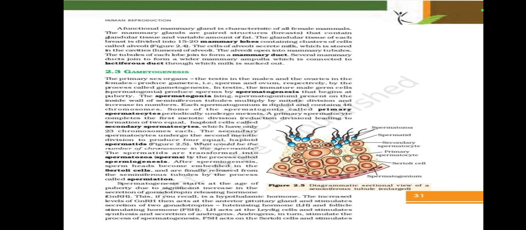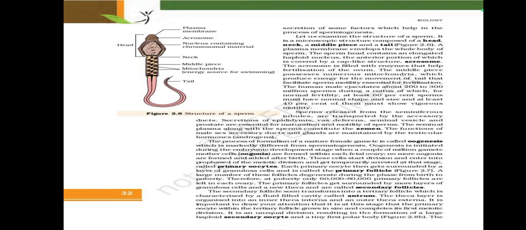The increased levels of GnRH then act at the anterior pituitary gland and stimulate secretion of two gonadotropins, luteinizing hormone, LH, and follicle stimulating hormone, FSH. LH acts at the Leydig cells and stimulates synthesis and secretion of androgens. Androgens in turn stimulate the process of spermatogenesis. FSH acts on the Sertoli cells and stimulates secretion of some factors which help in the process of spermiogenesis.